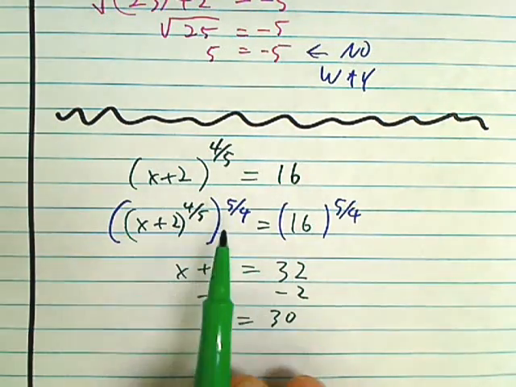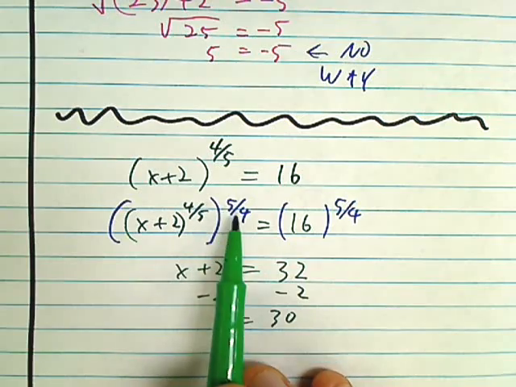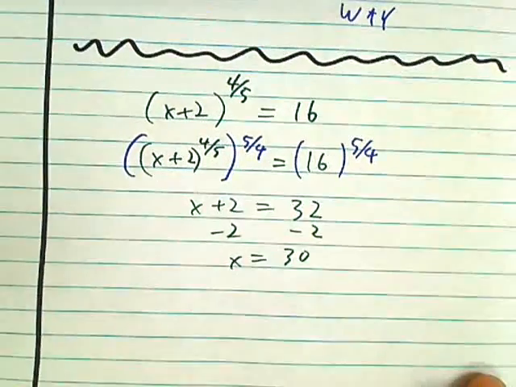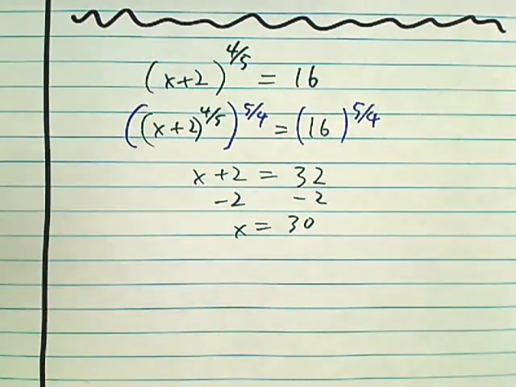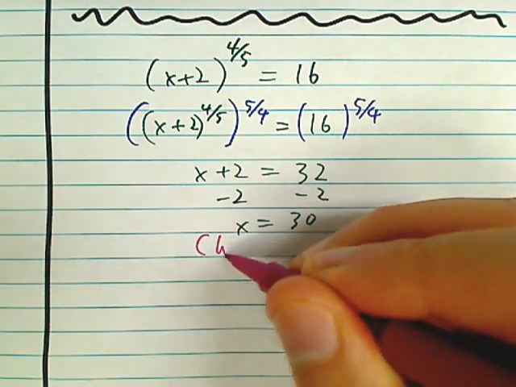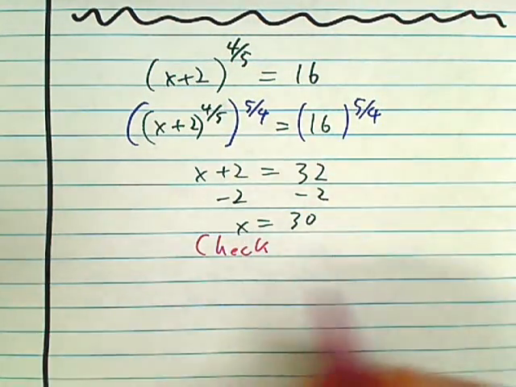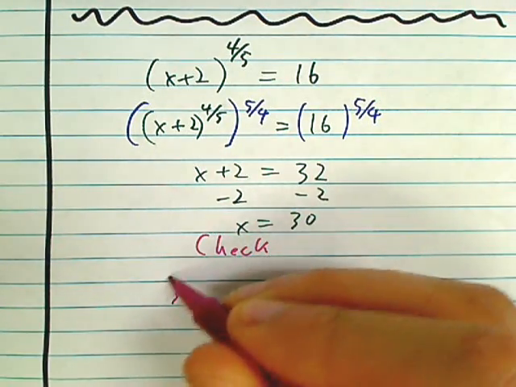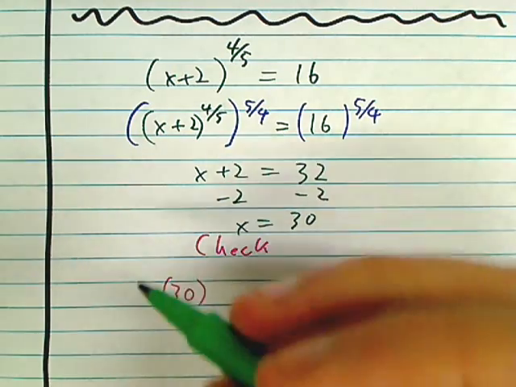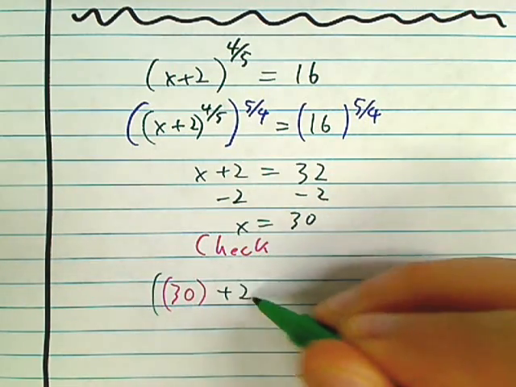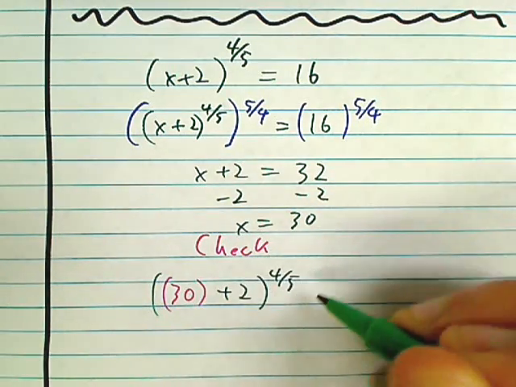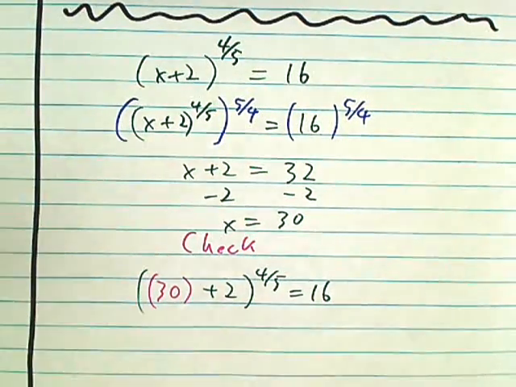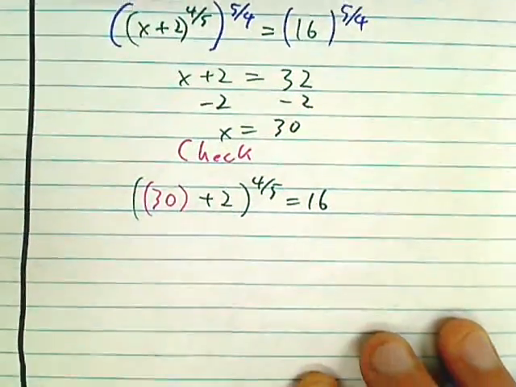Now, did I raise this to an even power? No, I raised it to some fraction of some insane crazy power. Let's go ahead and check this just to make sure it's going to work. We had that one before where it didn't work, so let's burn a calorie or two and make sure that it works. So let's plug in 30 into our original equation: 30 plus 2 to the 4/5 equals 16. Let's use order of operations to see if this actually works out.